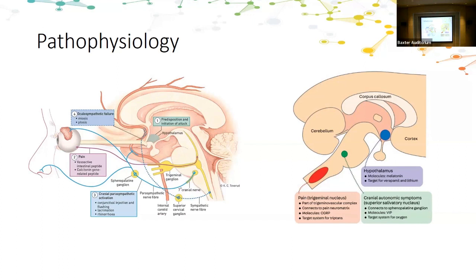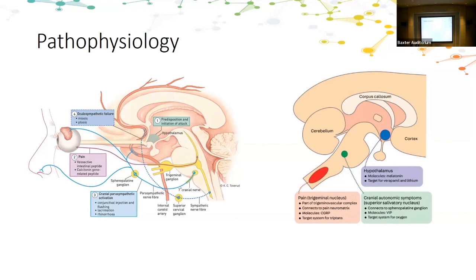The cranial autonomic symptoms that you see, the vasoactive intestinal peptide is a target for the oxygen therapy. That is definitely a testable question. We'll go over that. And then in regards to pain, the CGRP protein is the target for the triptans.